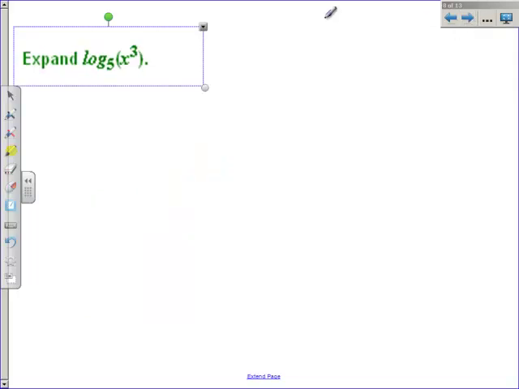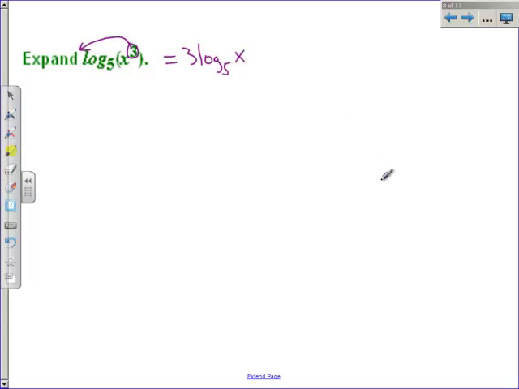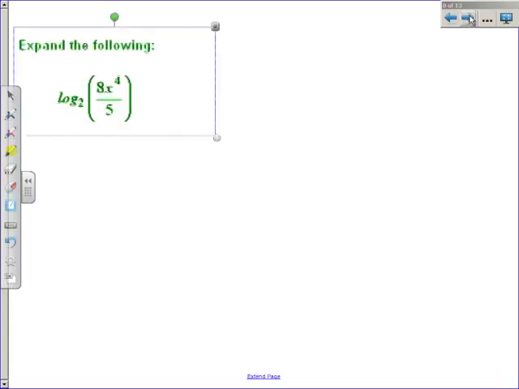Alright, let's go to our next example. Expand log base 5 of x cubed. Well, this is the third property of logarithms, where this exponent can come down in front, and this is 3 times the log base 5 of x. Pretty simple. Let's get a little bit more complicated here and have several things together.